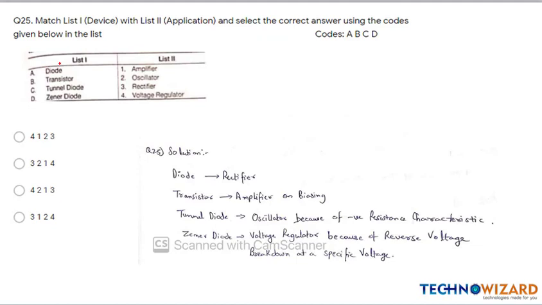Question number 25. Now, this is the match the following question. Okay. Now, where does the diode get used? Diode is used for rectifier. Transistor is used as an amplifier on biasing. Tunnel diode can be used as an oscillator because it has negative resistance characteristic, and Zener diode is used for voltage regulator because of reverse voltage breakdown at a specific voltage. Now diode is matched with 3. Okay, therefore option D will be the correct answer here.